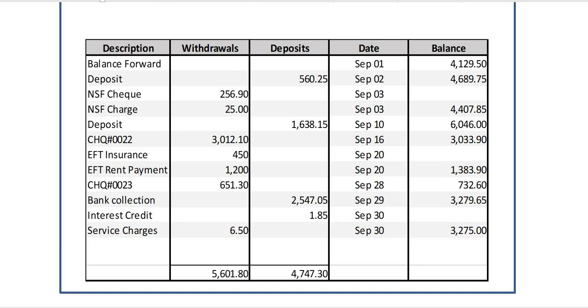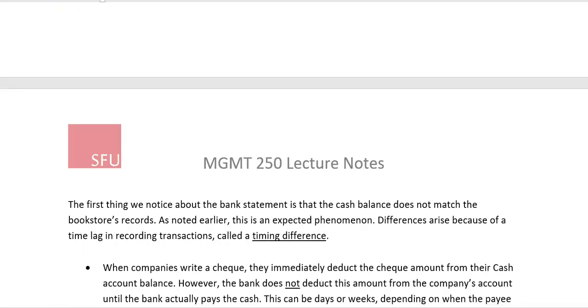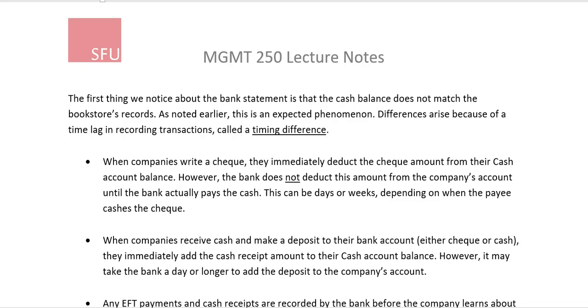So this will be a practice that you will do in your assignment, but for the purposes of these notes, I will organize everything for you. So we'll get to that actual bank rec a little bit later. First, let's talk a little bit about the process of completing a bank rec.